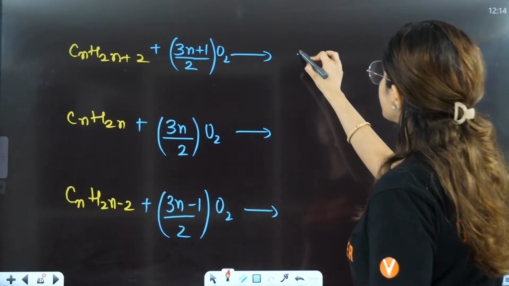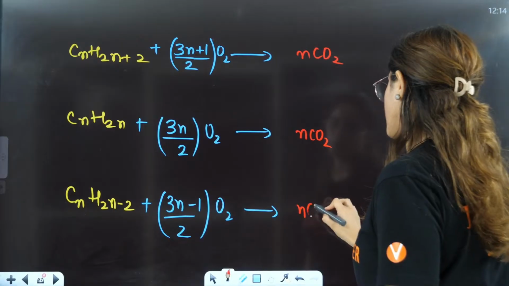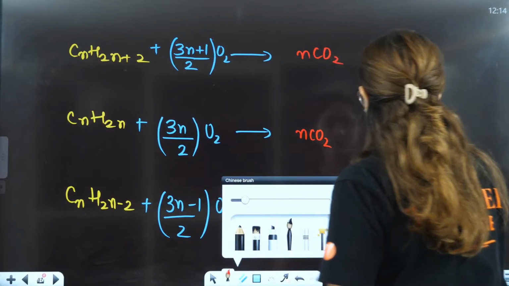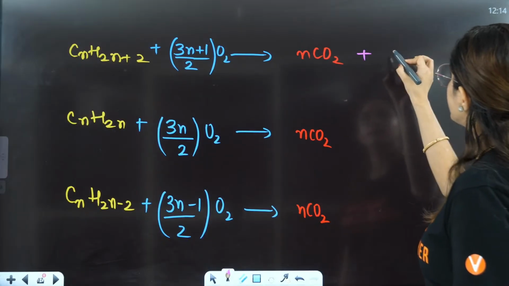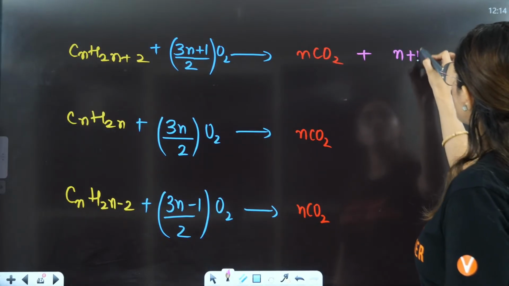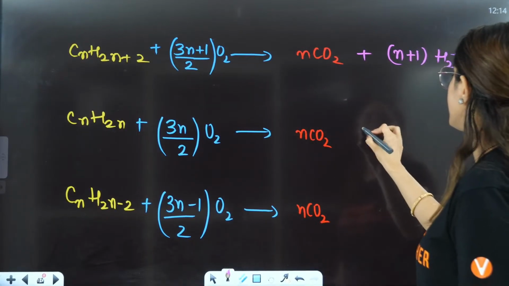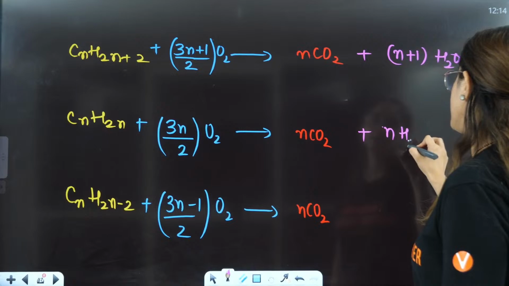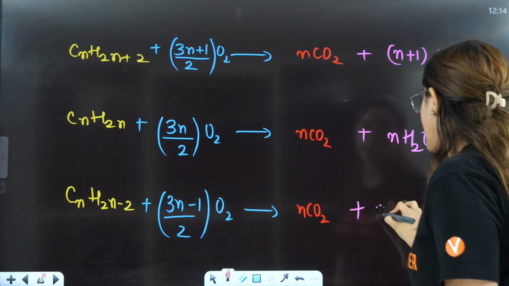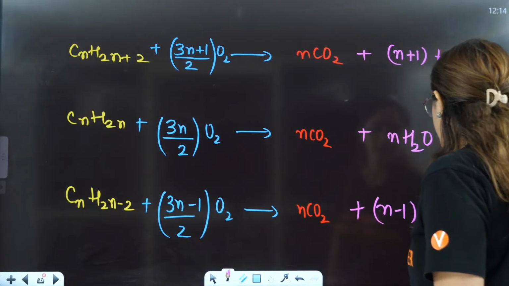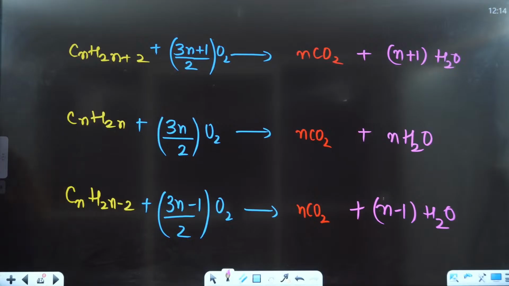About carbon dioxide, it is always nCO2, nCO2, nCO2. And what about water? This is n+1 water, because this is +1 in the formula. This is n water, this is n water, and this will be n-1 water. Okay, this is how you remember all of them together.